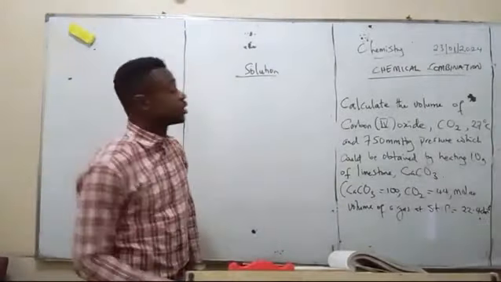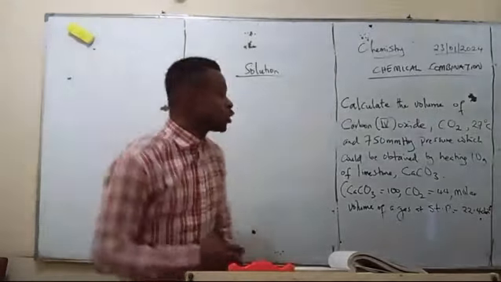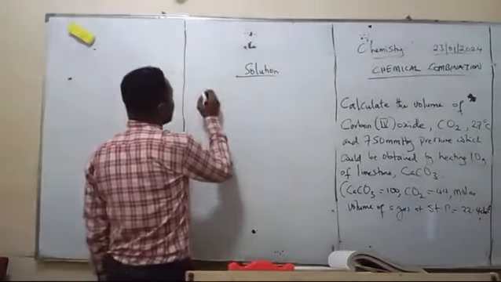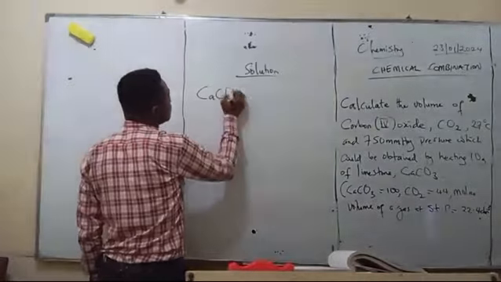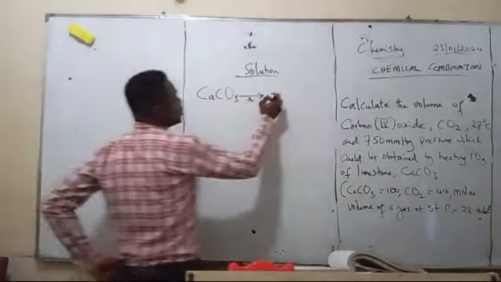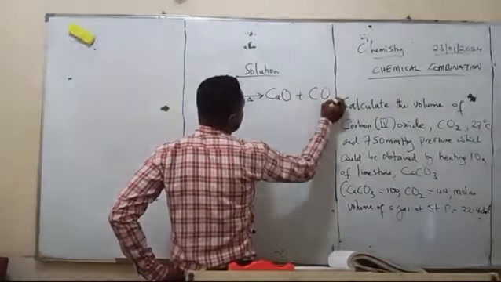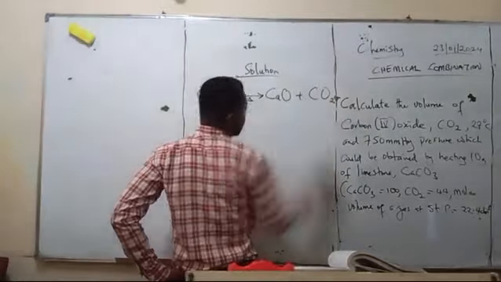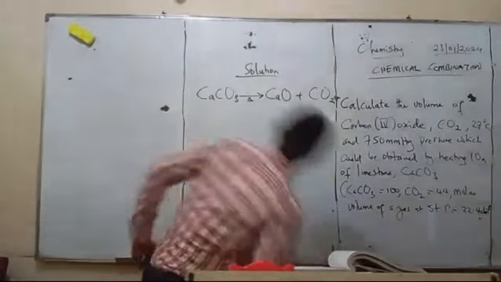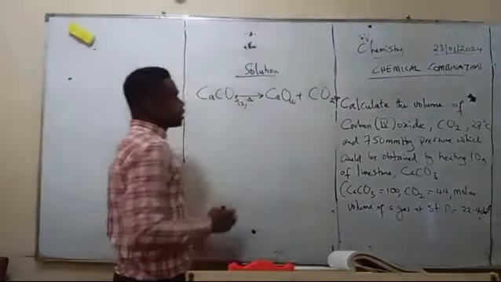Now, as you say, you establish a balanced chemical equation of the reaction. Let's go. We have CaCO3 when heated yields calcium oxide plus CO2, carbon dioxide, which is a gas. Calcium oxide is a solid, right? Yes.